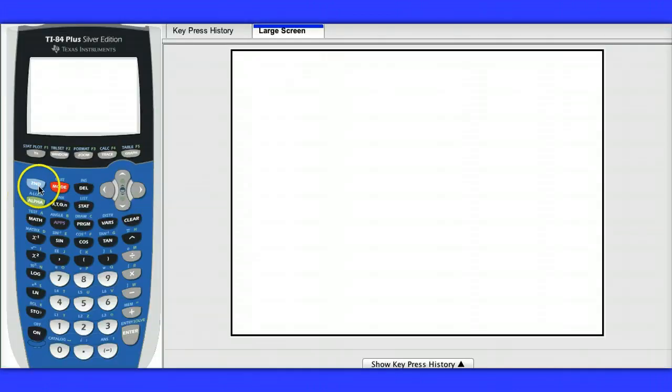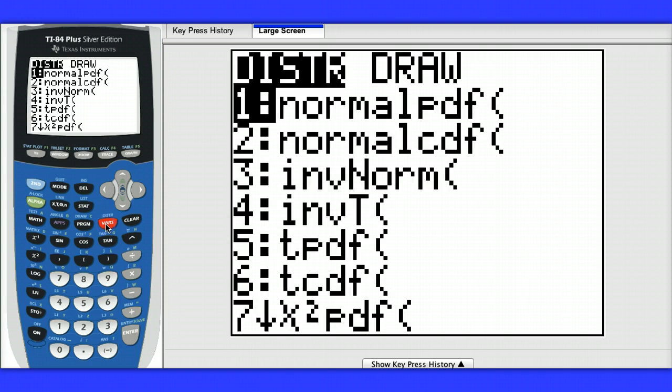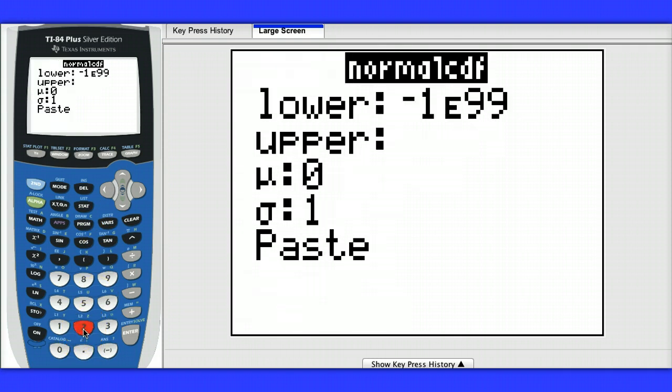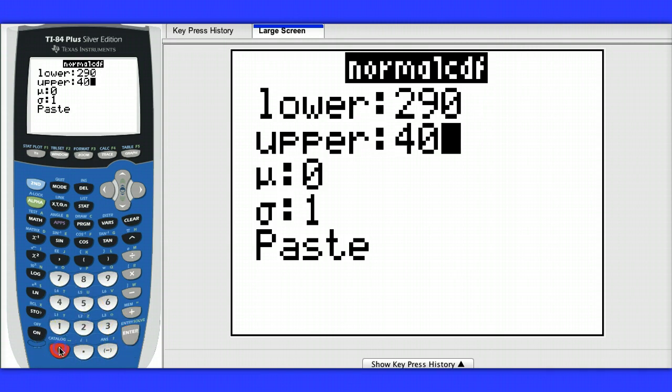To do this, we're going to hit 2nd Vars and choose normalcdf. This is under the distribution menu. We want to know what proportion of his drives are at least 290 yards. So we're going to enter 290 as our lower bound, and I'm going to choose 400 for our upper bound, but it could be another large number. Our mean was 304 yards, and our standard deviation was 8 yards.